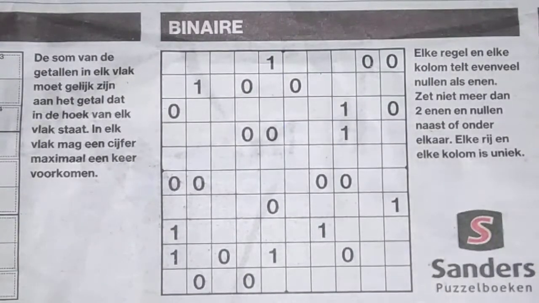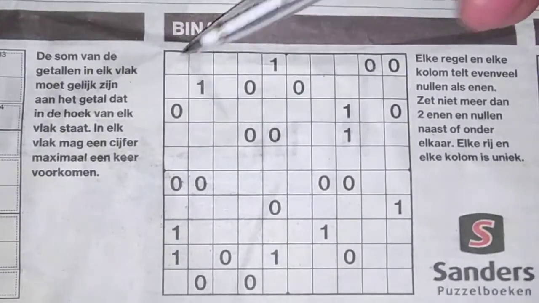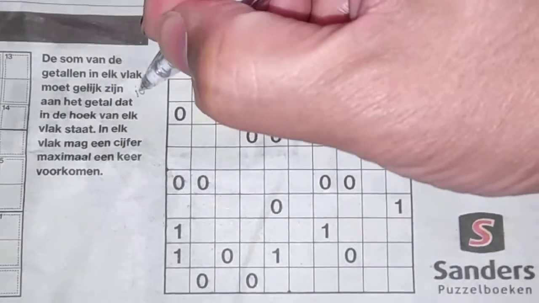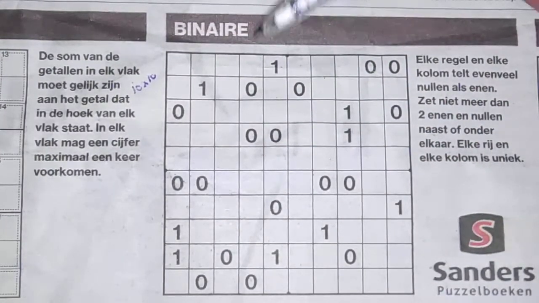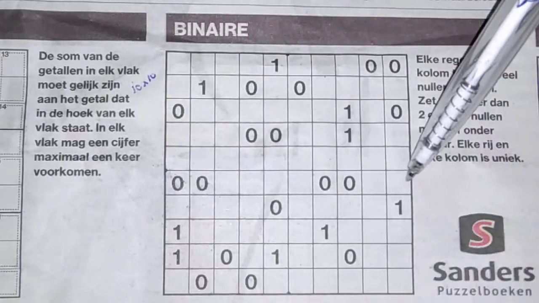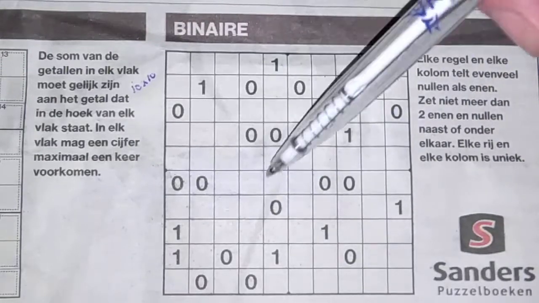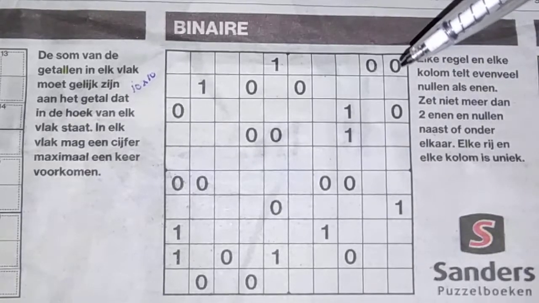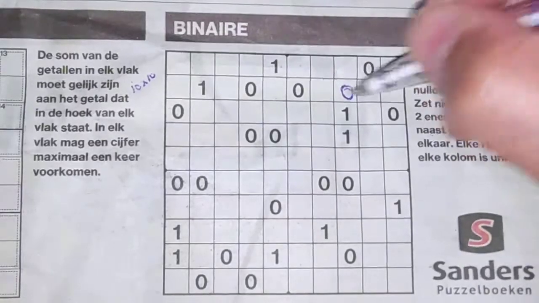First, I will start with the binary Sudoku. And before I start, I want to know what kind of binary Sudoku this is. So let me count 1, 2, 3, 4, 5, 6, 7, 8, 9, 10. It's a 10 by 10 binary Sudoku. That means in a row or in a column, there's always 5 O's and 5 1's. So let's get started. Alright, I see here double 1, here an O, there an O.